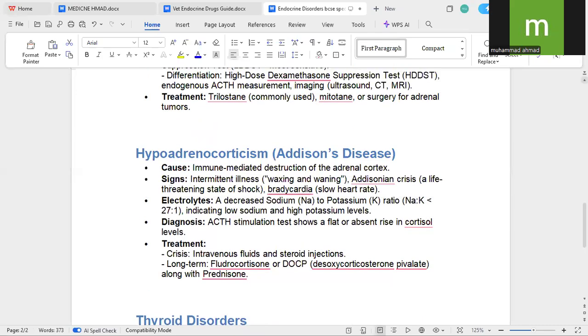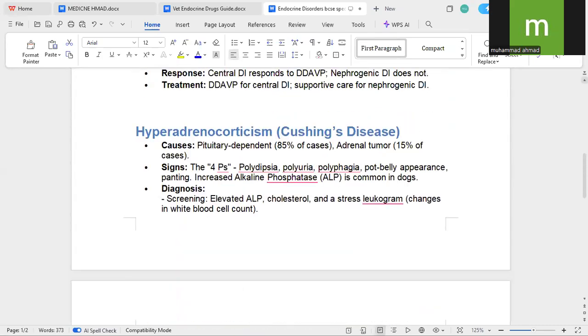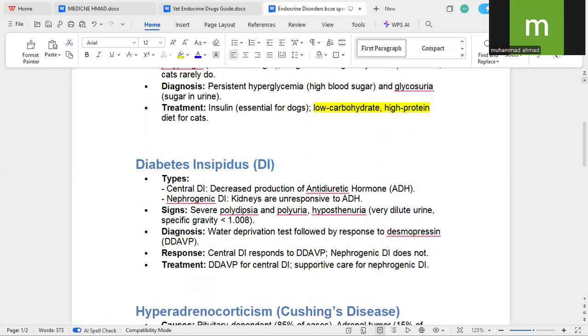Now let's talk about diabetes insipidus. Diabetes insipidus is different from diabetes mellitus. Here we talk about water, not sugar. The body is unable to retain water. So it affects water retention, not sugar. The most important clinical signs are polydipsia and polyuria.